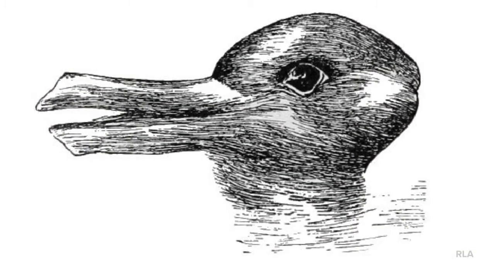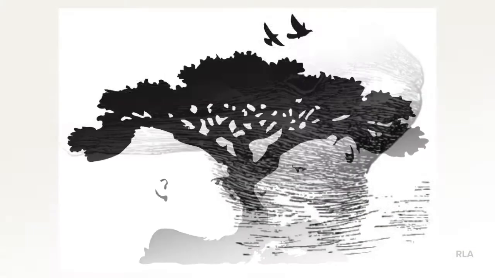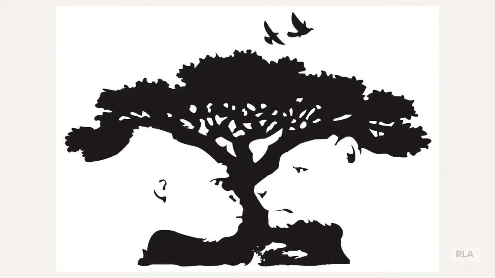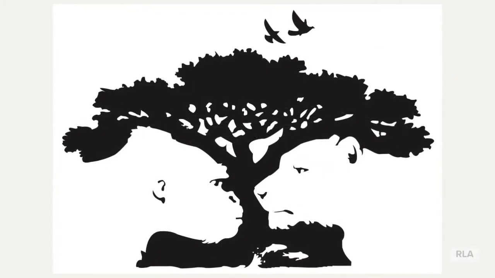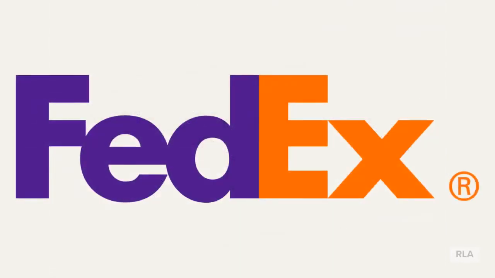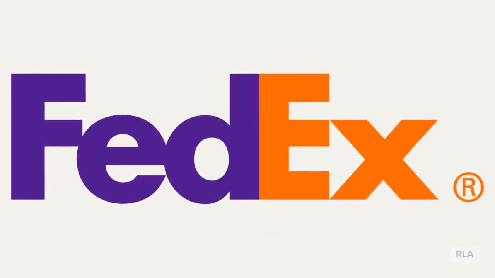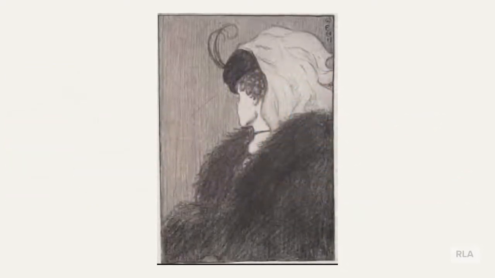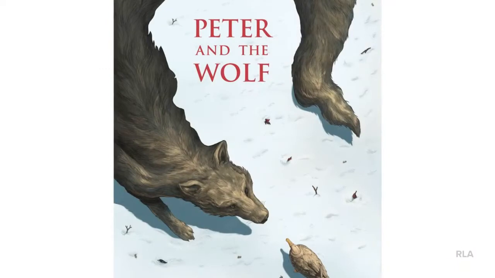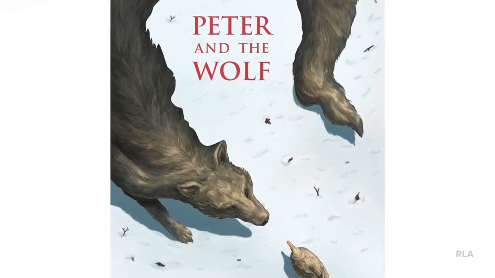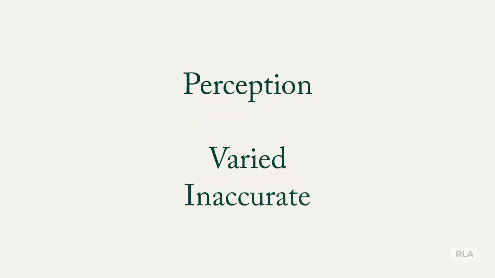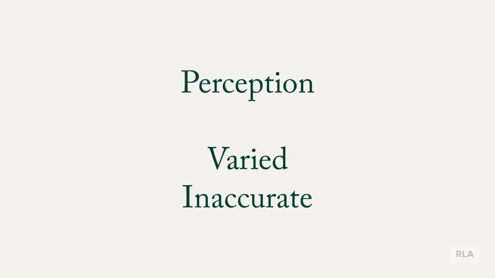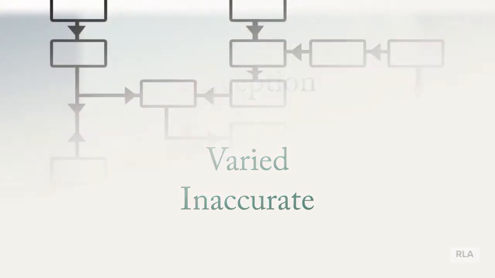Do you see a woman or do you see a saxophone player? Do you see a duck or do you see a rabbit? Do you see a tree with some birds or do you see a gorilla, a lion, and some fish? Do you see FedEx and the pointing arrow? Do you see a young woman or a ragged old lady? And finally, do you see Peter or the wolf? Looking at all these images shows us how varied and inaccurate our perceptions really can be.